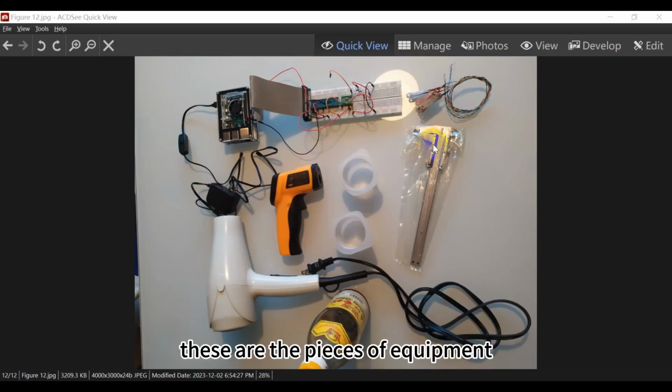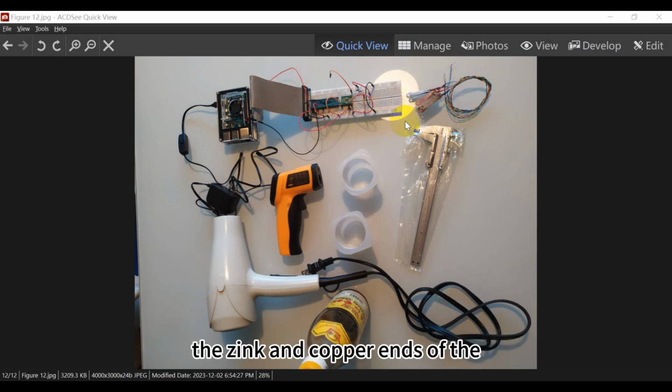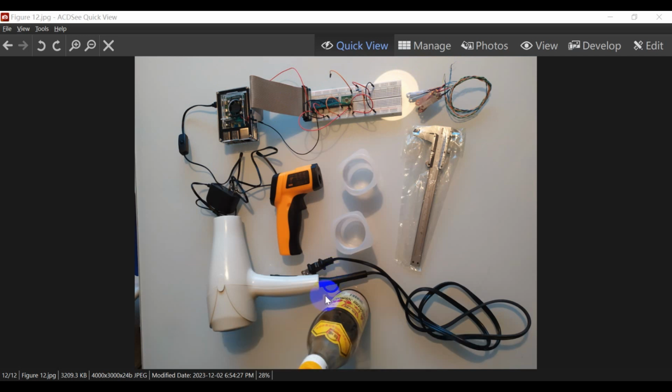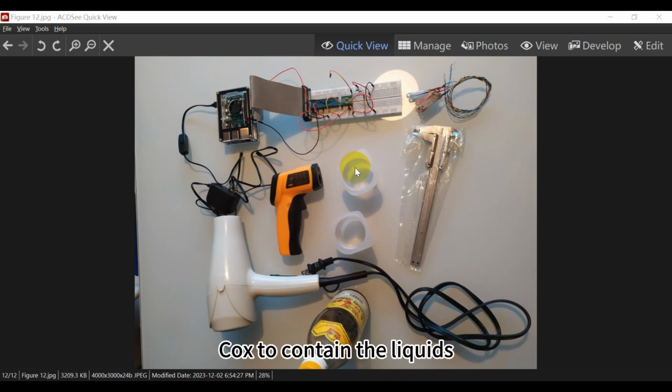These are the pieces of equipment that were used in the experiment. A Raspberry Pi computer module with an extension board, the zinc and copper ends of the batteries wrapped around with paper towels to simulate the separator membrane. Vinegar or acetic acid acts as the acid of the battery. A temperature gun to monitor the temperature when heating the acid. Cups to contain the liquids, and a hairdryer to heat the solution.